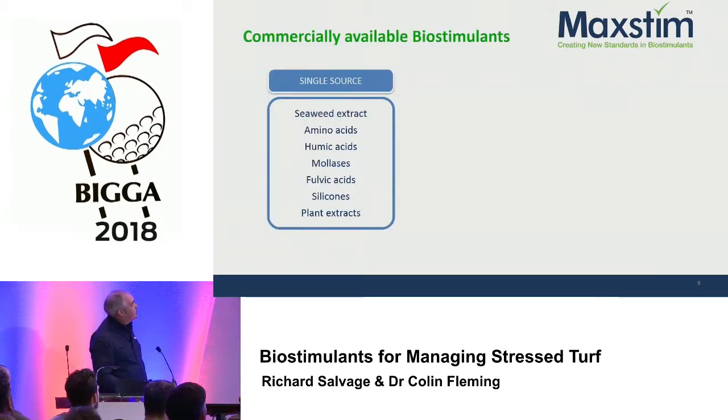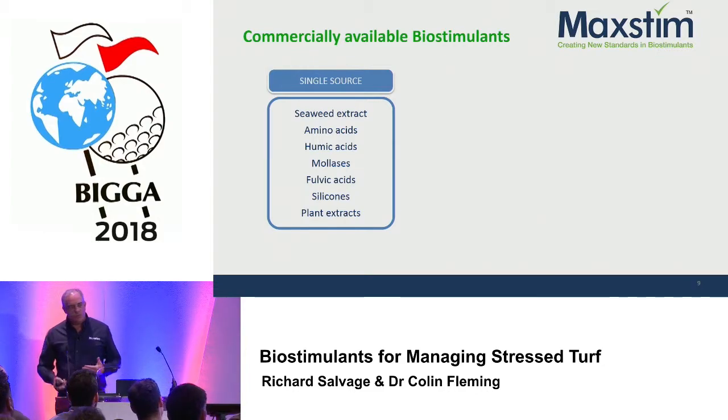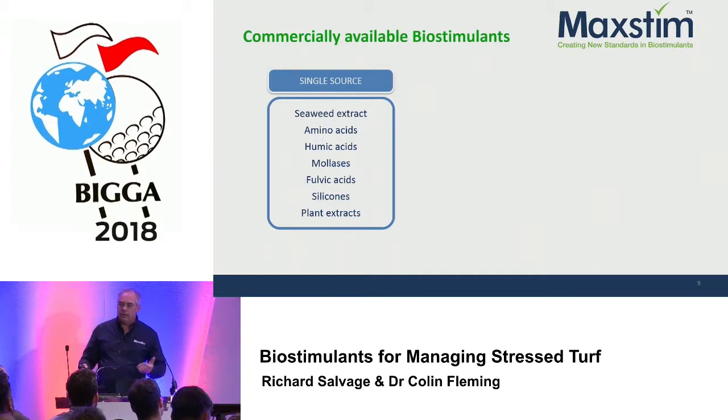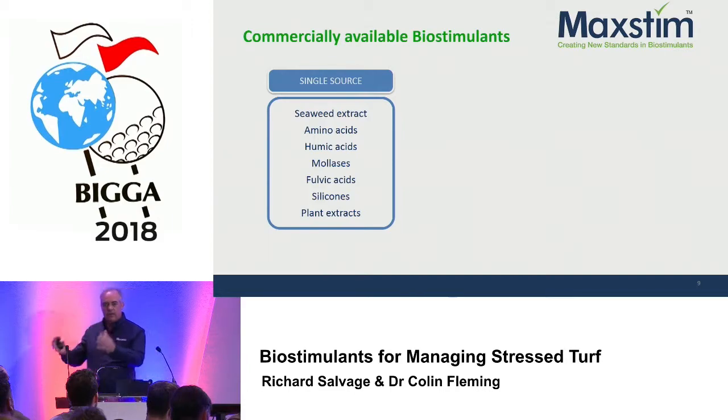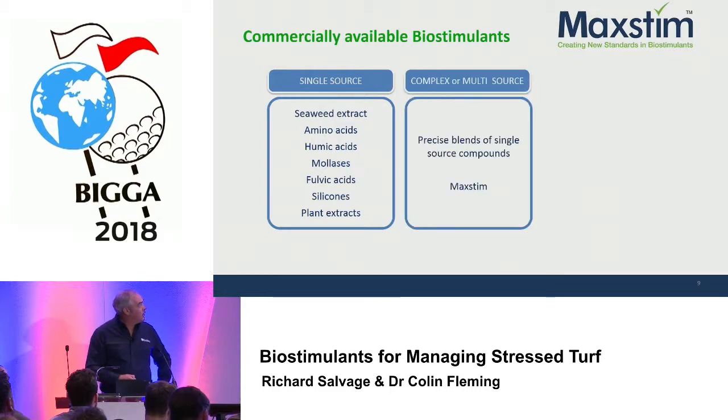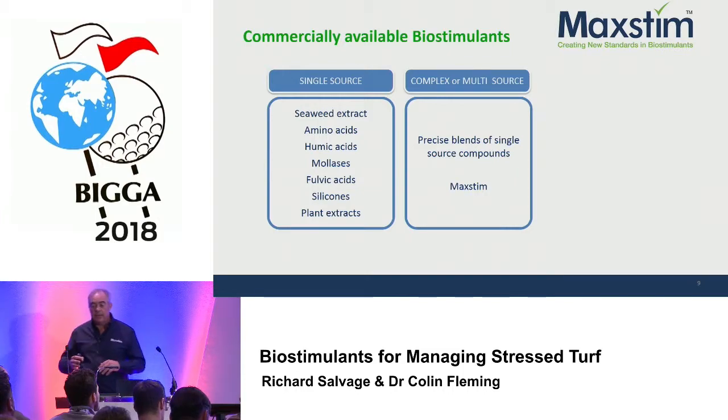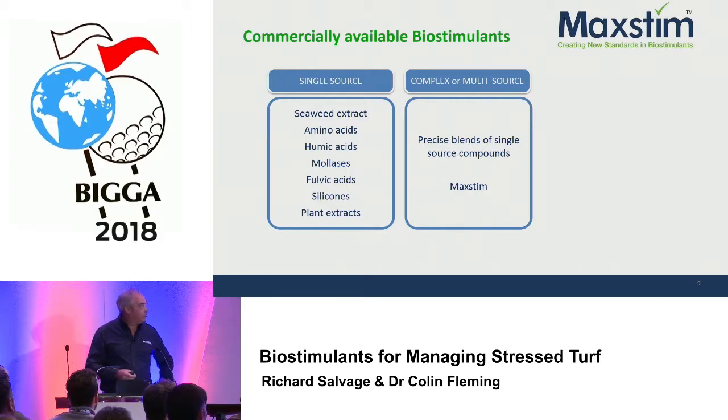So, what are available? Looking at the different categories, the vast majority are sort of what I call single source biostimulants. So you can obtain seaweed extracts, you can buy amino acids, humic acids, etc., etc. And all of these are available as a sort of single source biostimulant. There are a few more complex or multi-source products where they use a blend of these single sources to create a synergistic effect, and Maxtim fits into this category.